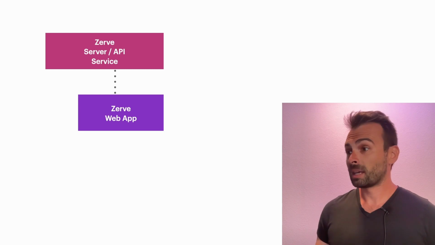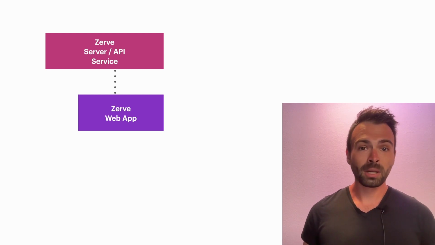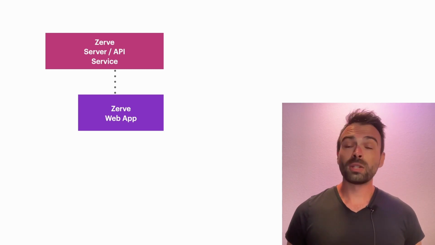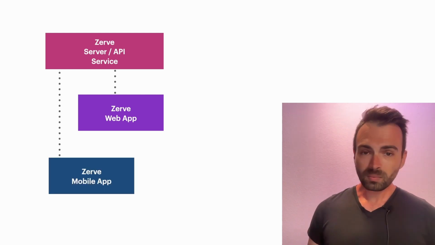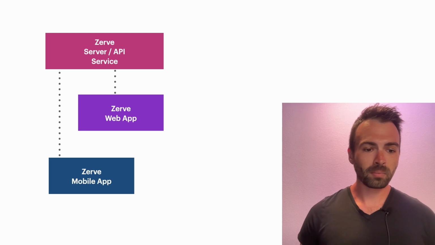So in the case of Zerve, it's a Next.js app that talks to the API. But then you also want to have native apps in the App Store. So that's why you've got mobile apps. And they can also talk to the exact same API.